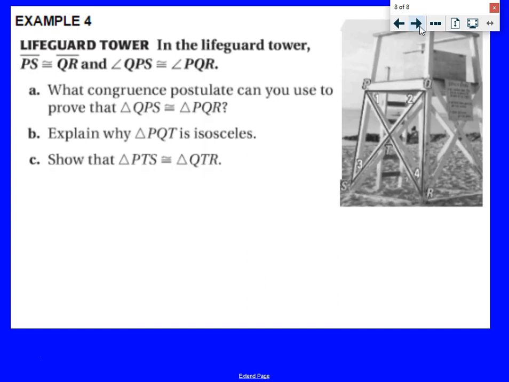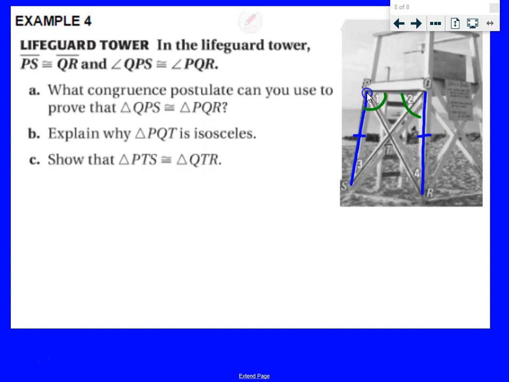Last example here, we have example 4, lifeguard tower. In the lifeguard tower, PS is congruent to QR. So there's PS and there's QR. They're congruent. And angle QPS is congruent to angle PQR. This angle right here is congruent to this angle right here. What congruence postulate can you use to prove that triangle QPS is congruent to triangle PQR?